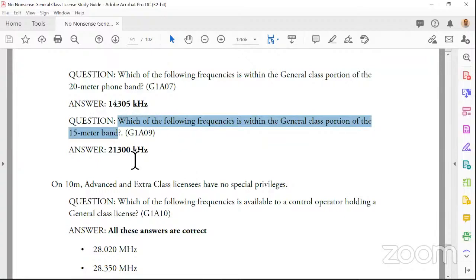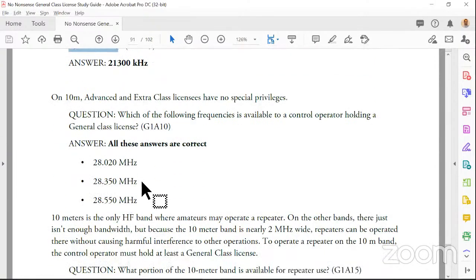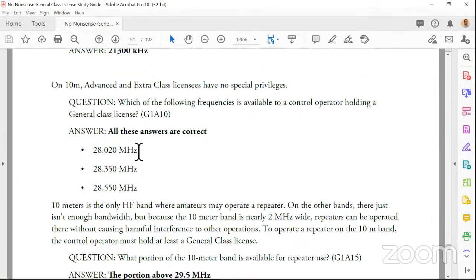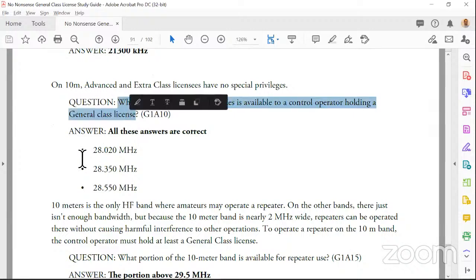All right, so if you find that to be helpful to you, if it helps you understand or let's say reverse engineer or backtrack, feel free to use it. All right, but the answer is 21300 kilohertz. Okay. That's the 15-meter band. Next question in the question pool.